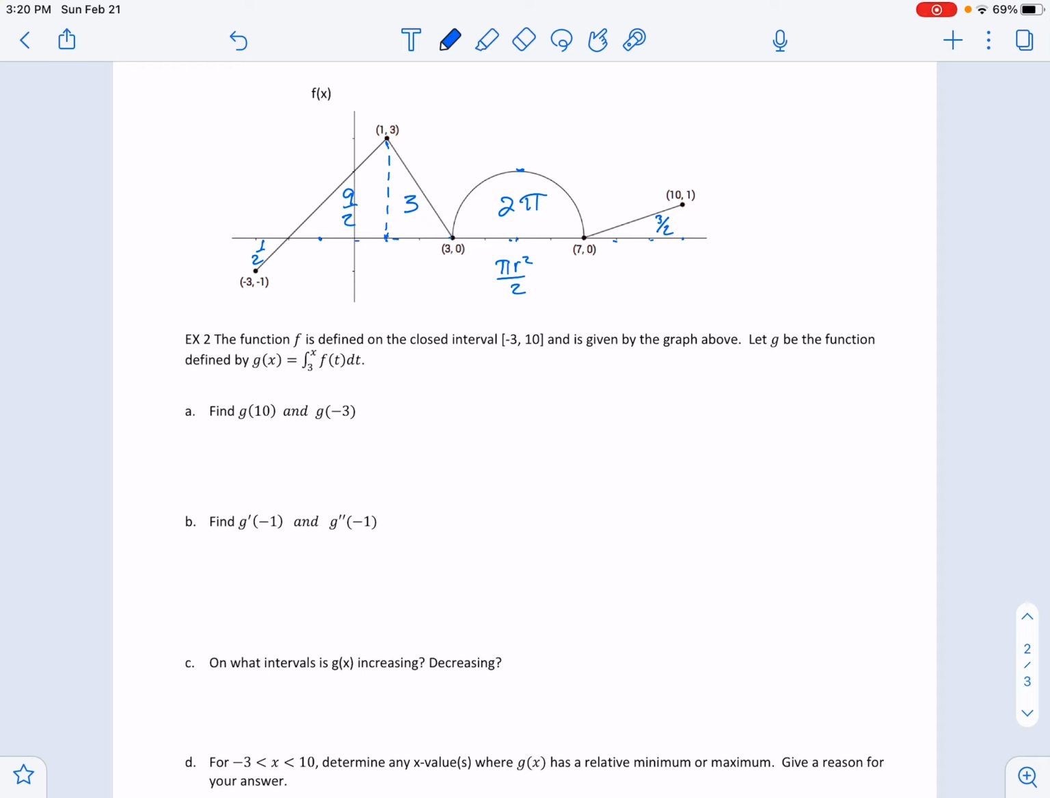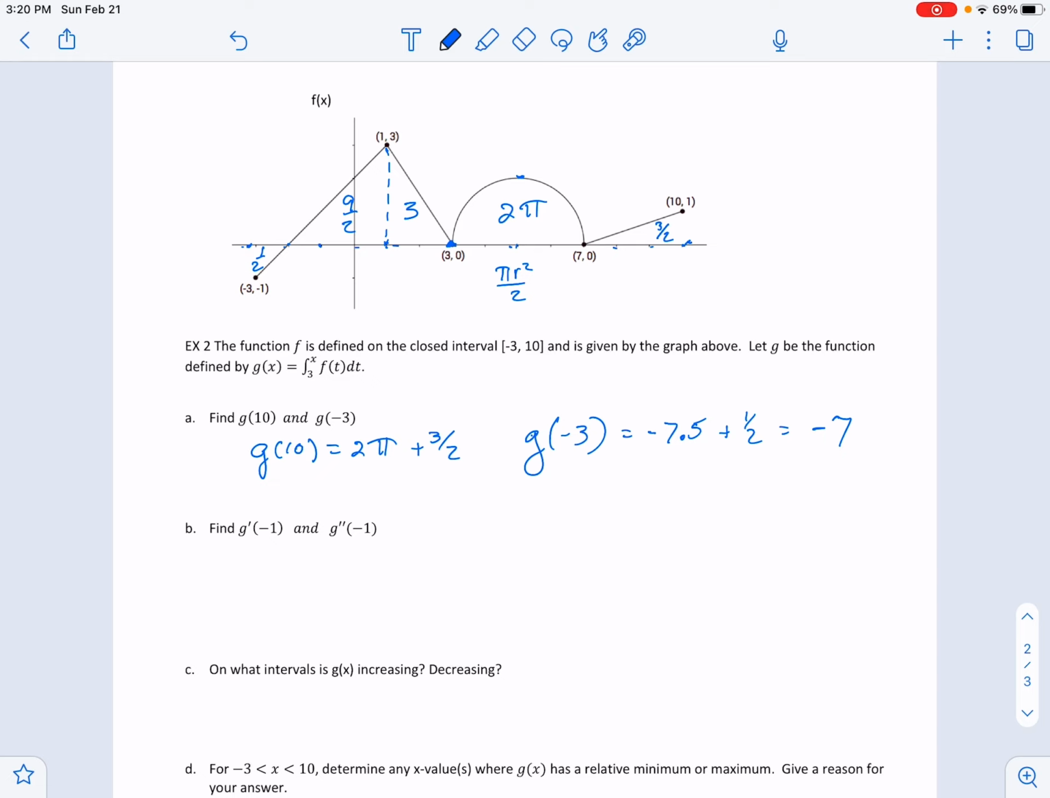So we've got, excuse me, we've got g of x. It starts at 3. So to find g of 10, you only go from here to here. So I add g of 10 is equal to 2 pi plus 3 halves. And g of negative 3, I'm going that way. So this is 3 plus 4.5 is what? 7.5. But it's going backwards, so it's negative 7.5 plus a half is negative 7. Well, that's a good answer.